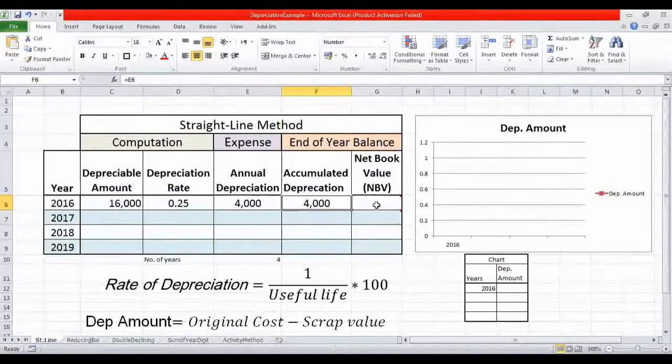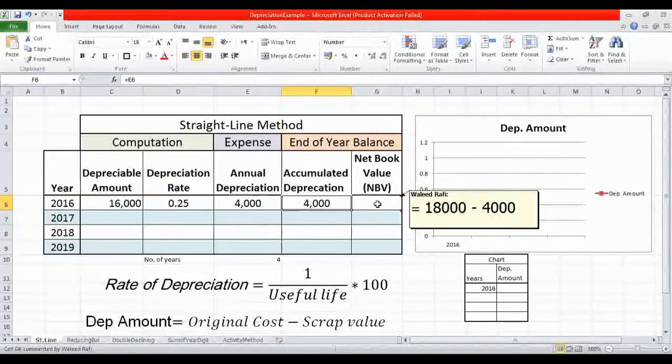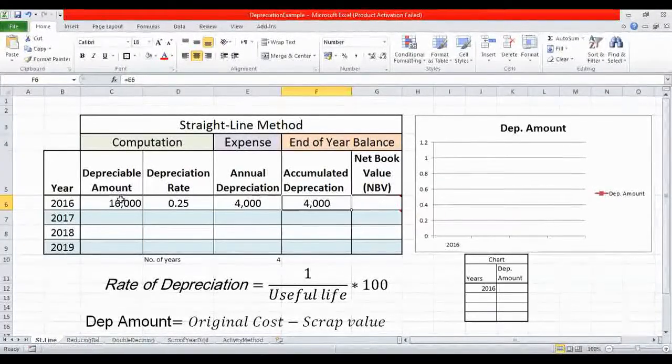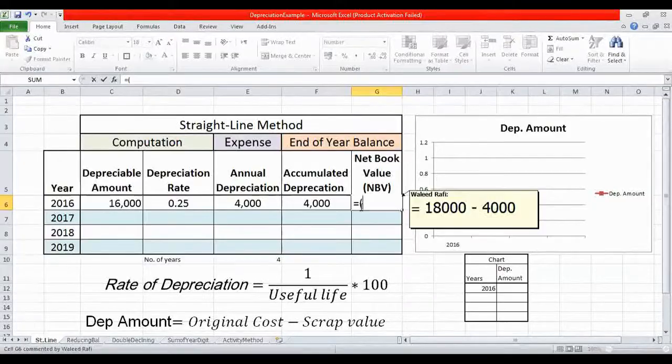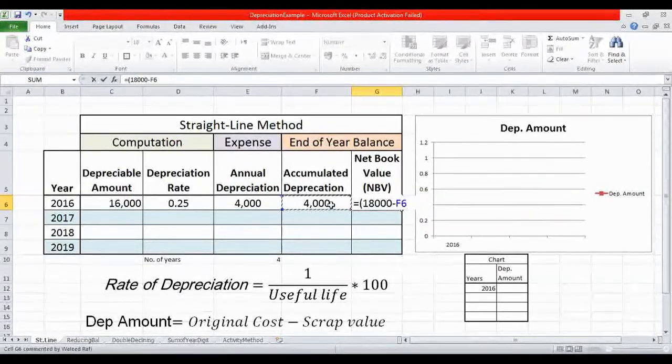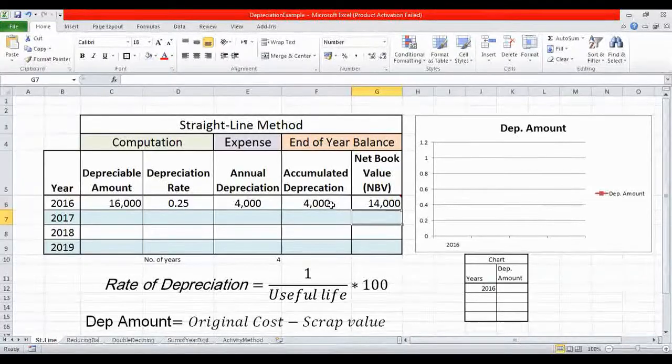After calculating this 4,000, we need to calculate the net book value. In order to calculate the net book value, we will use the actual cost, not this 16,000 which we have taken over here. The actual cost of this machine or this plant was 18,000. So we will write is equal to 18,000, which is our cost, minus accumulated depreciation, and close it, and you will see that we are reporting in our balance sheet the net book value of the asset at 14,000.